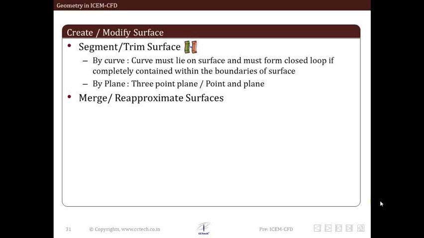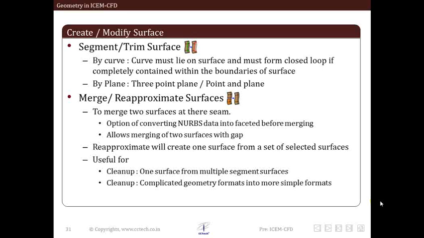Next option is Merge or Reapproximate Surfaces. This option allows merging of two surfaces with a gap at their seam. If we select NURBS data surfaces, we will be given the option to convert them into phase state data before merging. It also has the provision for reapproximating surface.